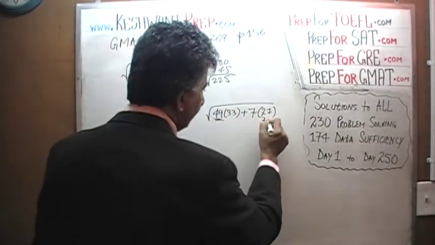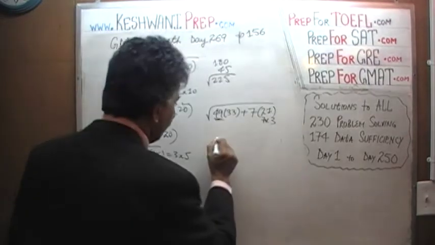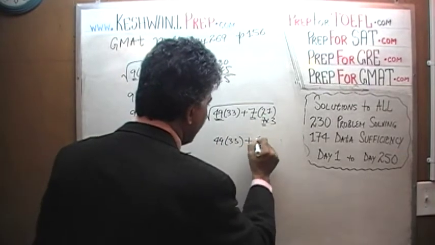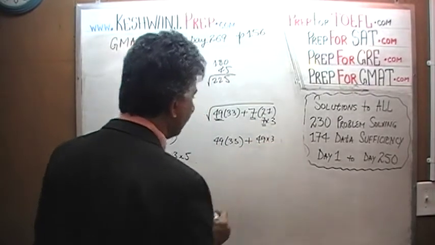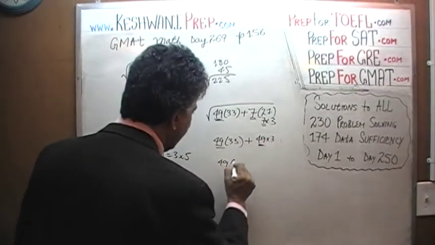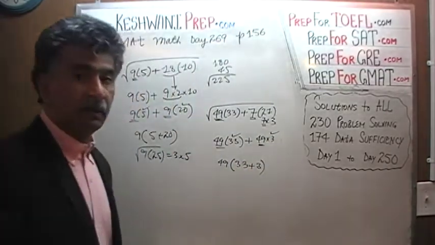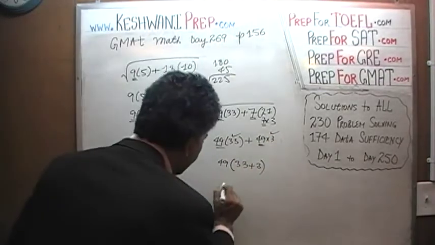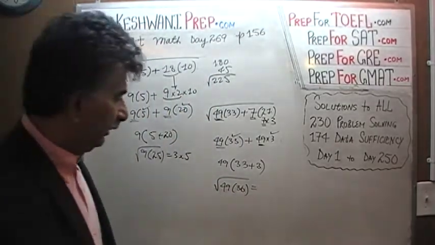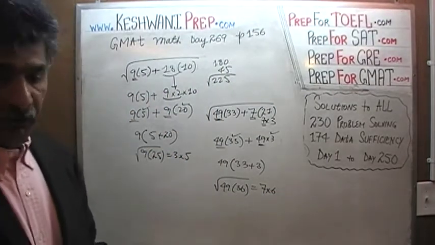We can write this 21 as 7 times 3. So we have 49 times 33 plus 7 times 7 is 49 times 3. There you go. Now we can take out 49 common and we're left with 33 plus 3, which gives us another perfect square, 36. So it's 49 times 36, and now of course we can take a square root of it very easily. It's just 7 times 6. That's it.